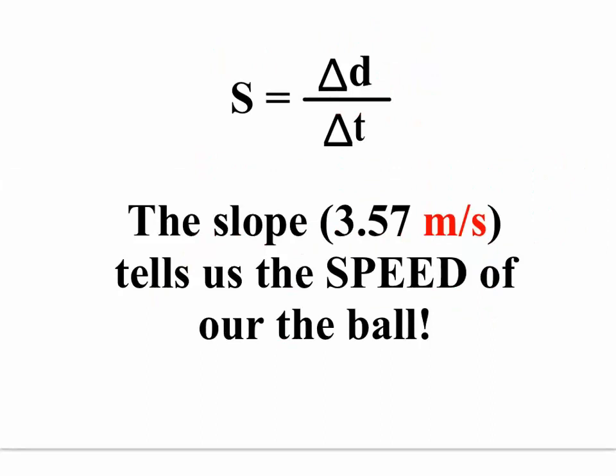And if I look at the equation that I used to calculate the slope, hopefully you recognize this as our simple equation for average speed. You can also take a look at the units of meters per second. That's our standard unit for speed as well. All right, the slope tells us the speed of this object. In this case, it's a ball rolling along the floor.